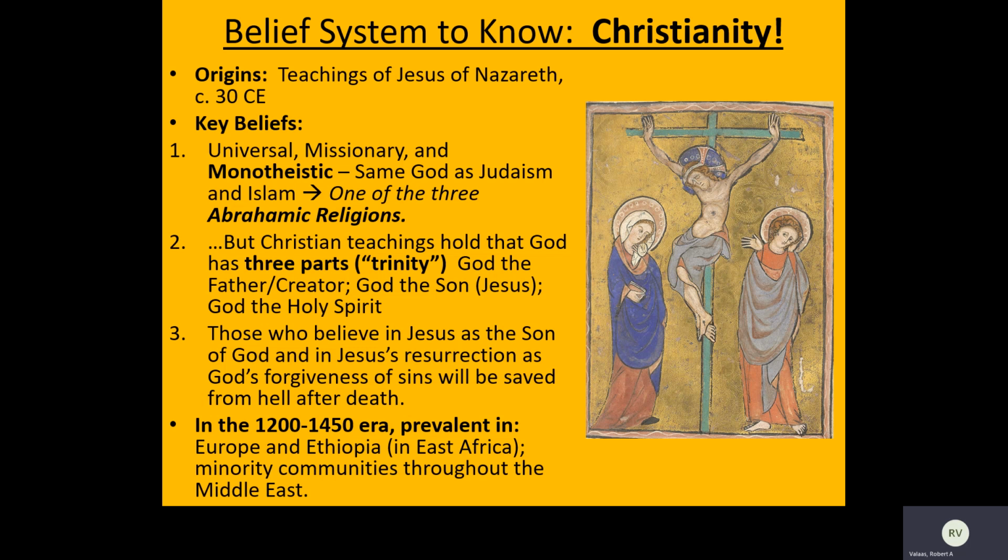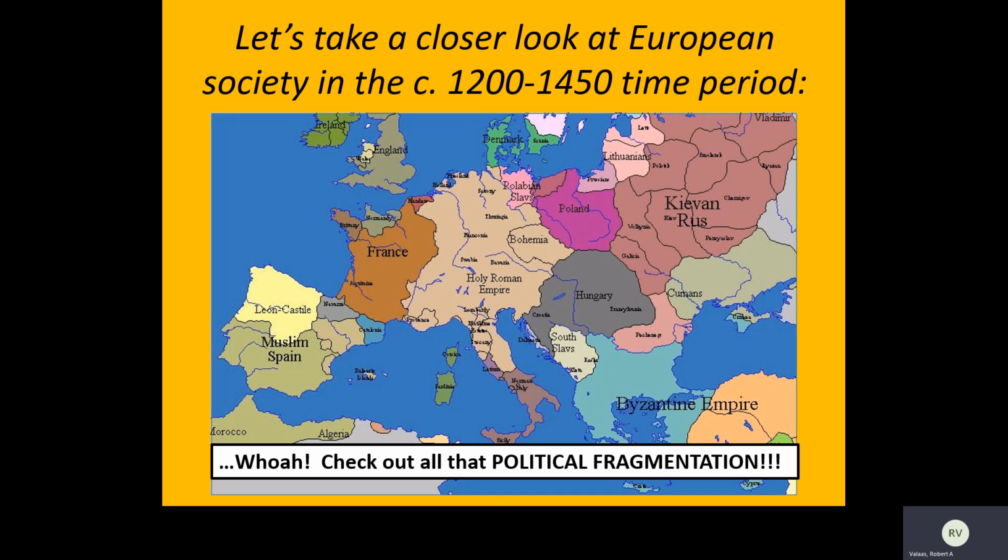And where were Christians to be found in this time period? Mostly Europe, where they made up a majority of the population, but also in Ethiopia, the East African kingdom, which was thriving at this time period and also had a Christian majority population, and significant minority populations of Christians throughout the Middle East, so notably in Syria and Egypt and present-day Iraq. So let's take a closer look at European society in this 1200 to 1450 time period.